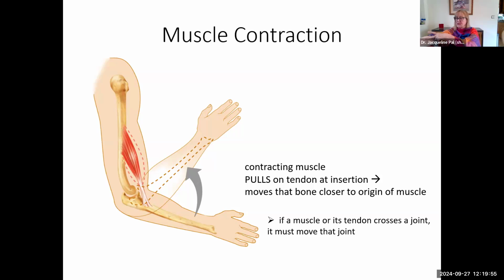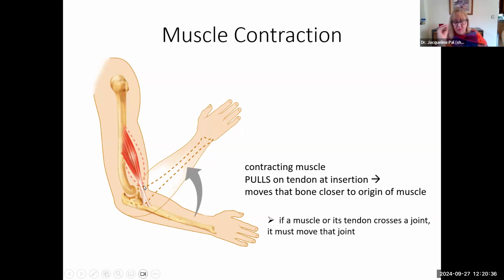So if that muscle or its tendon crosses the joint, it must move that joint. Now notice, this muscle that I showed you here is not crossing the wrist, so it can't move the wrist. It's not crossing the shoulder. It can't move the shoulder. It's not crossing my neck. It can't move my neck. The only thing that this muscle, this brachialis muscle, is crossing is the elbow. So the only joint it can be moving is the elbow. And so the joint it has to move when it contracts is the elbow.